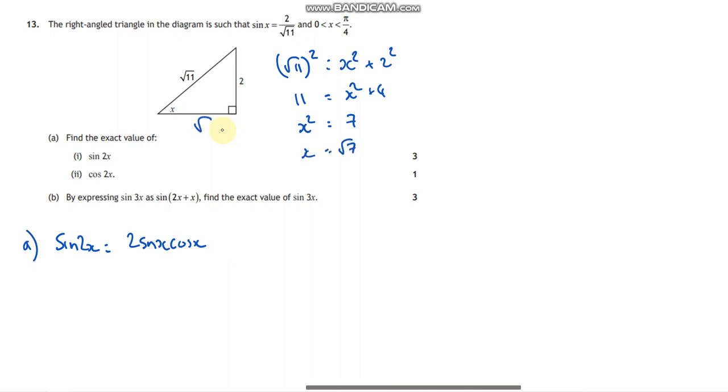Kind of did that a weird way, actually. I don't know why I did it that way. Usually I would do a Pythagoras takeaway. No idea why I did that anyway. So that's your root 7.